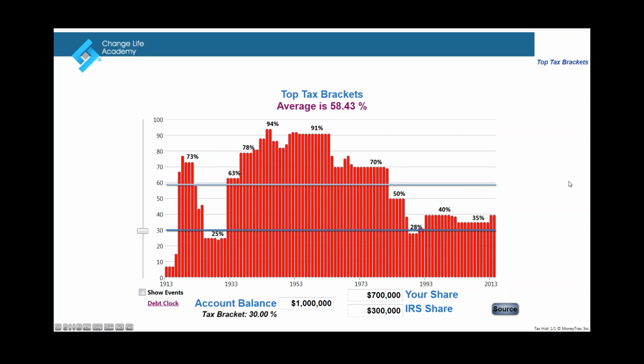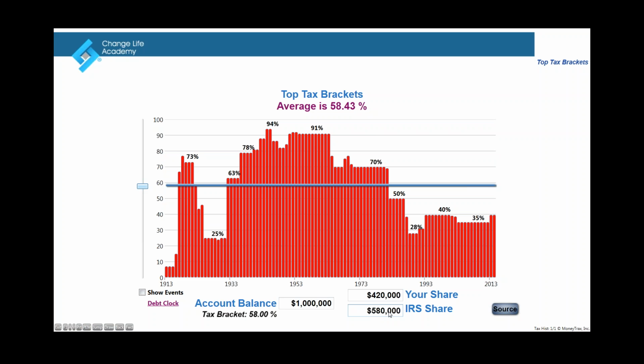As you can see, just a quick review, if you have $1 million in a 401k, for example, you may think you have $1 million, but the reality is if you're in a 30% tax bracket, then the IRS actually owns $300,000 of that. Your share is $700,000. If taxes go up to even where the average line is, then there's a very good chance that the IRS ends up owning more money than you do. So once again, this can very significantly impact the growth of your money.